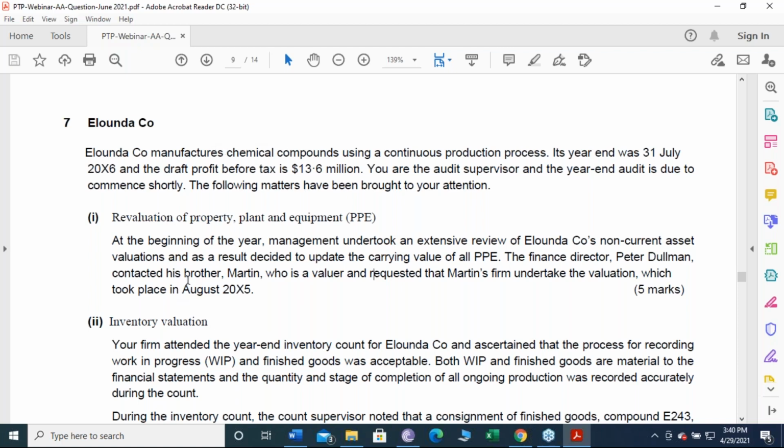Last but not the least, you would like to review the disclosures made by the client regarding the revaluation, and you need to make sure that they are in line and comply with IAS 16 Property, Plant and Equipment. Is this clear?